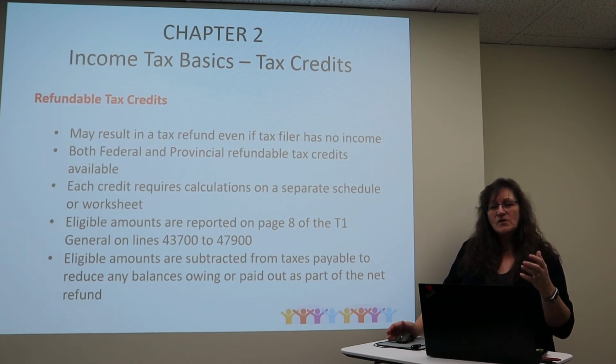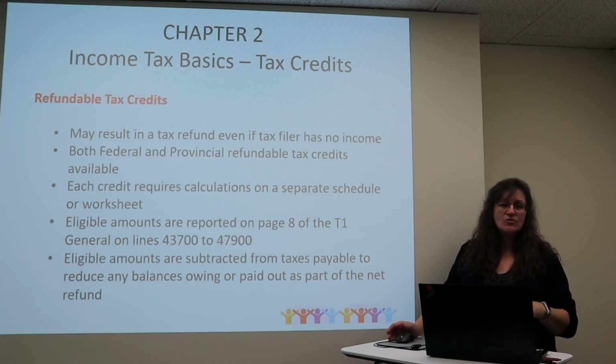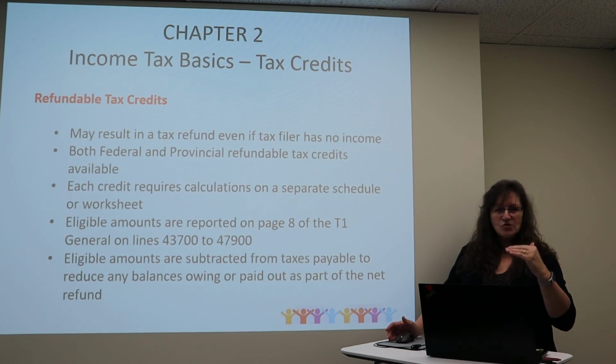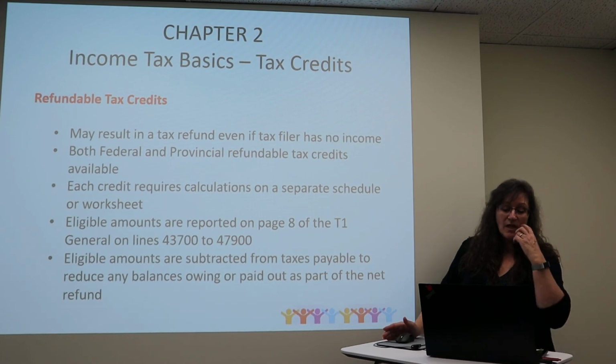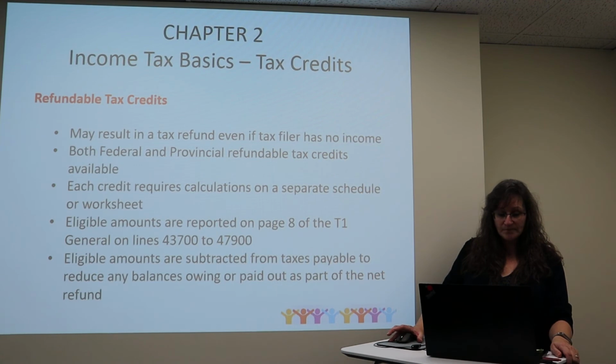Each of the credits are calculated on a separate schedule as part of the U-File tax software, and when you're in the software, you can look schedule by schedule to actually see how the credits have been calculated to get those details. The eligible amounts of refundable tax credits get reported on the last page of the T1 General, which is now page 8, generally on the lines from 43700 to 47900.